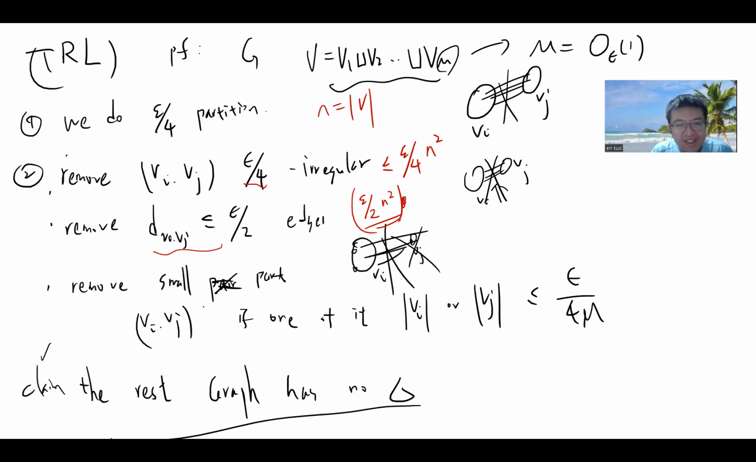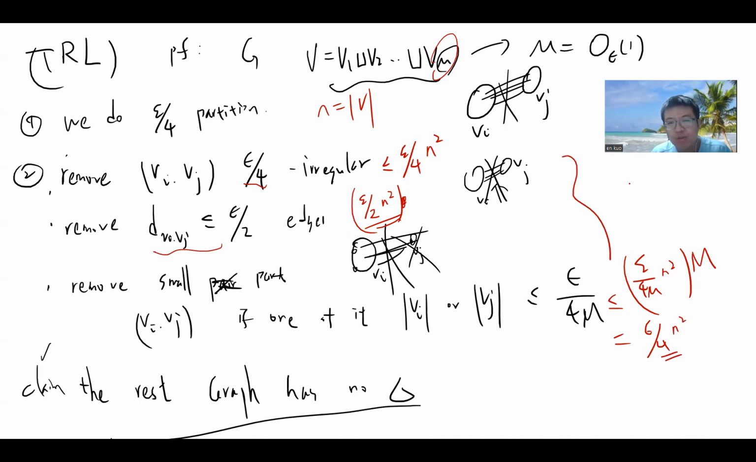Now you remove all the small parts, so you remove epsilon divided by 4m times n squared for each, but you have at most m parts. So it's at most epsilon divided by 4 times n squared edges. So totally, you remove at most epsilon n squared edges.